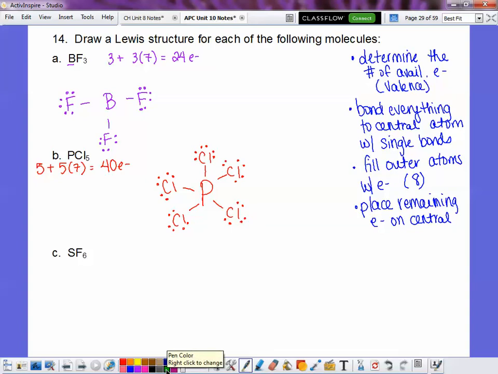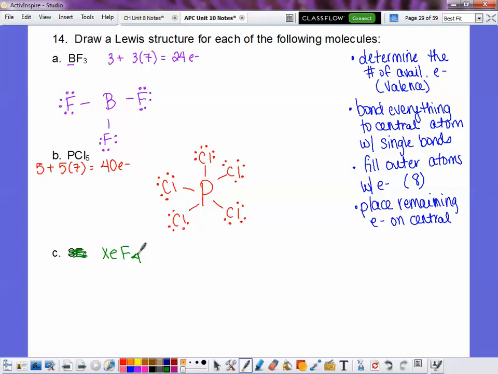All right. And I don't want to do SF6 because I want to see one where we're actually going to have remaining electrons, and SF6 is going to look more like PCl5. Instead, let's look at XeF4. All right, so let's figure out the number of electrons that are available.